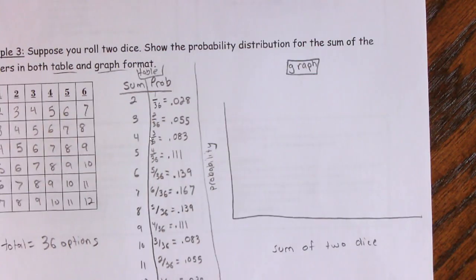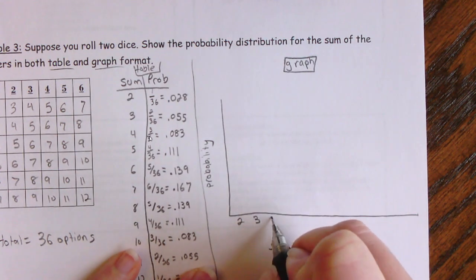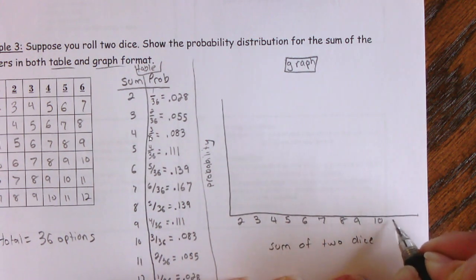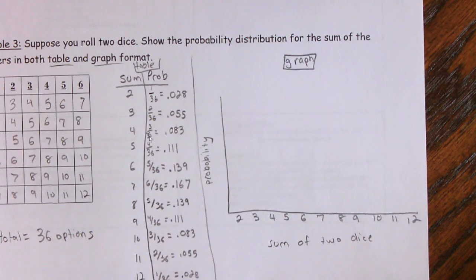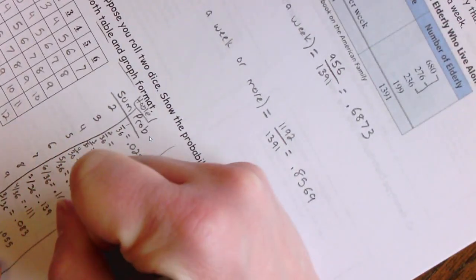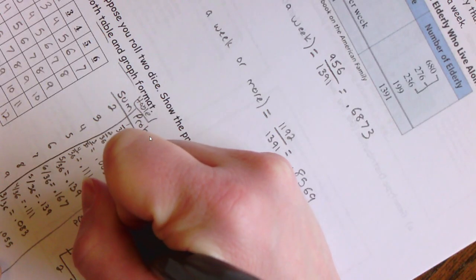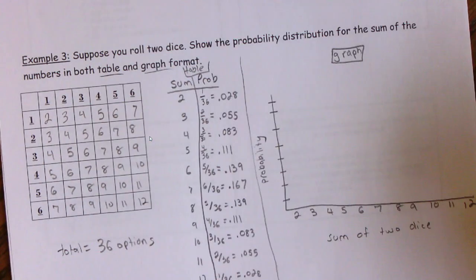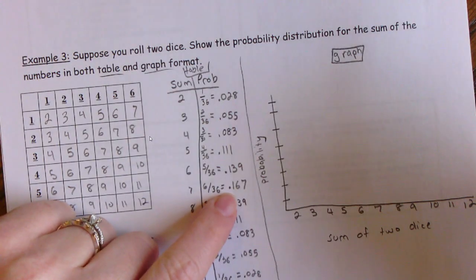Okay, so you saw from some of the misleading graphs how important it was to make sure that you're labeling the axes. So we have both of these, and then we will fill in everything else. So we have 2, 3, 4, 5, 6, 7, 8, 9, 10, 11, 12. So that's all the sums. And then our probabilities up the side. So our probabilities go up to, let's say, about 0.16.